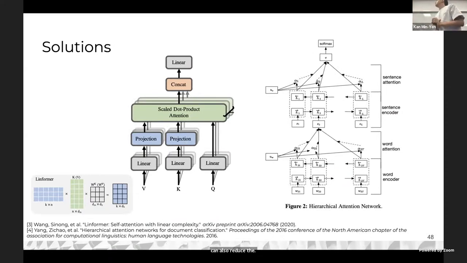In this way, we can also reduce the complexity to linear. This is one of the main branches, where we modify attention to make it work for longer context. Another way to do this is, remember, for natural language processing, for document input, we generally have words, sentences, and documents. So what if we model it level by level?